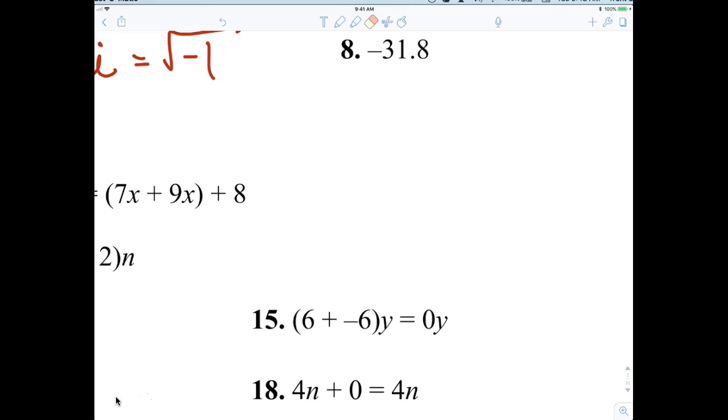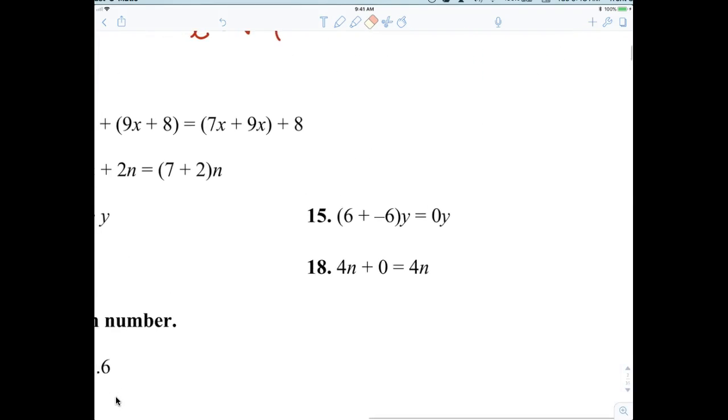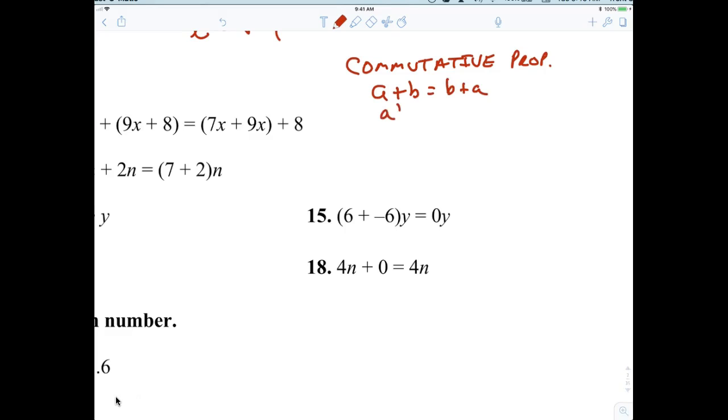Now, does anybody remember the commutative property? A plus B equals B plus A. You just switch them. That's when the order changes. You can also have A times B equals B times A. That would be an example of the commutative property.